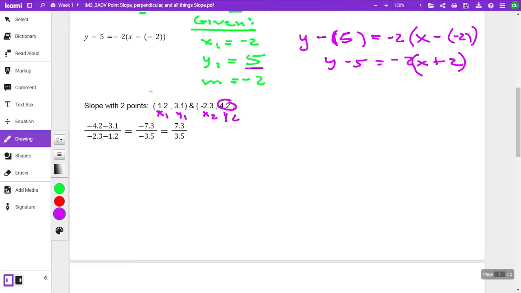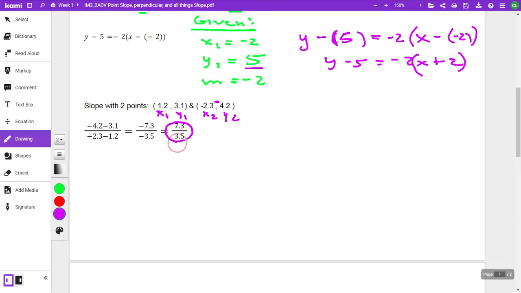Let me make that a negative. On your paper it'll be a negative, but for this setup, it's my fault. So it's negative 4.2 minus my original y. We've got our change in y's over our change in x's, which is just what we did yesterday. So we end up with this right here.